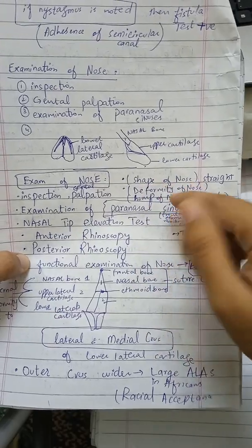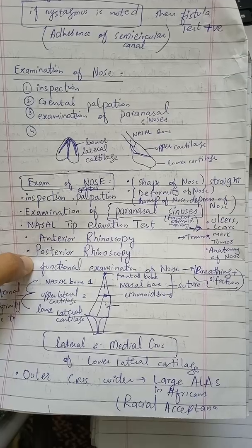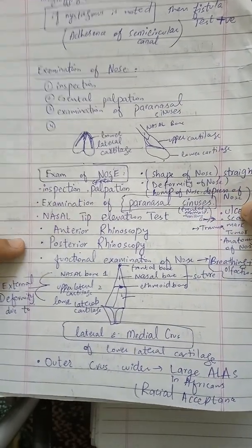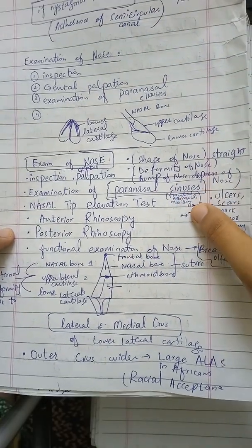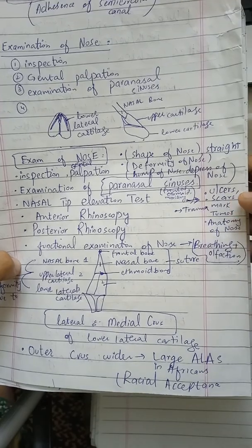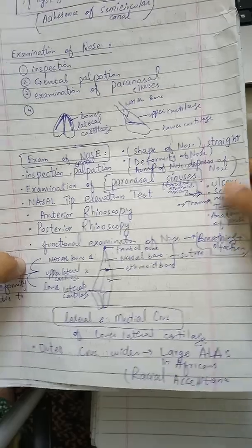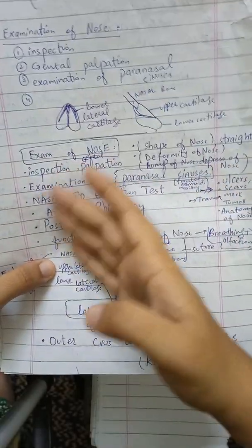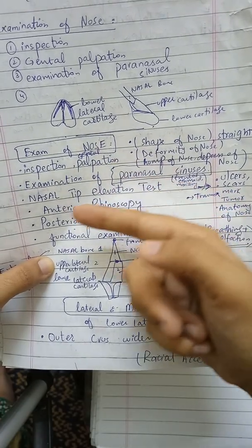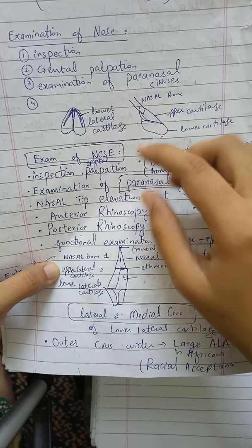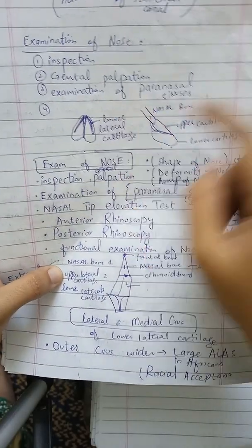In inspection, we note the shape of the nose, any deformity, whether a straight nose, hump, or depression of the nose is present. Then examination of the paranasal sinuses: frontal, ethmoid, and maxillary. Any scar, mark, ulcer, or tumor on the nose is detected in inspection. So inspection, then gentle palpation, then examination of the paranasal sinuses, and then nasal tip elevation, and anterior rhinoscopy and posterior rhinoscopy.